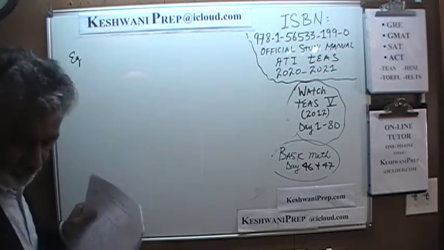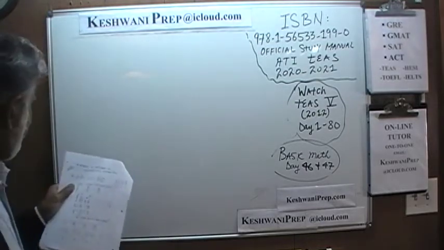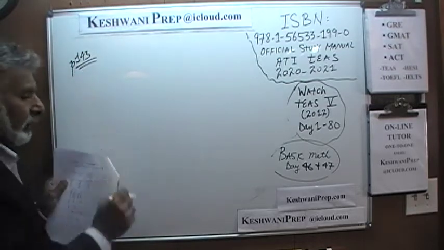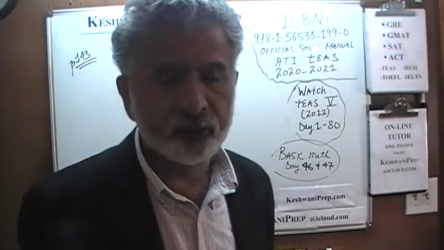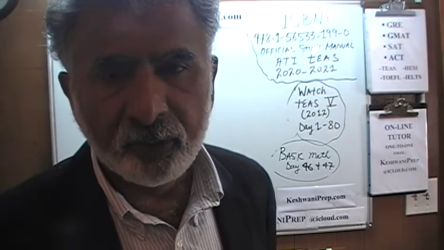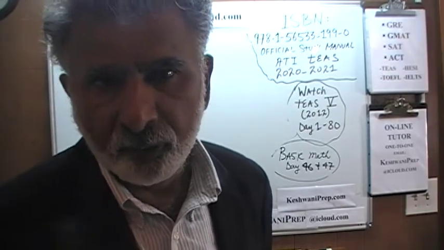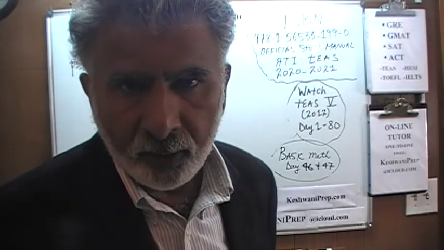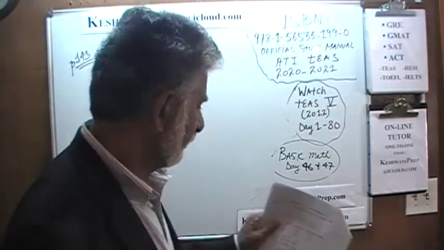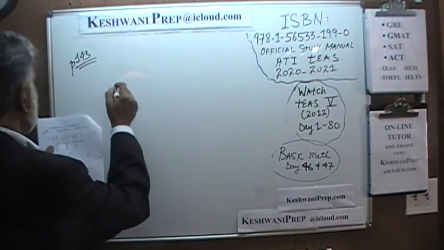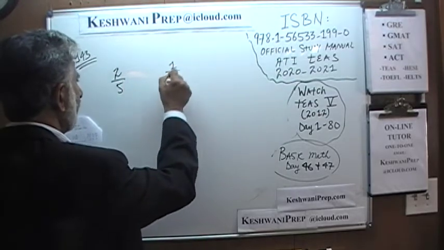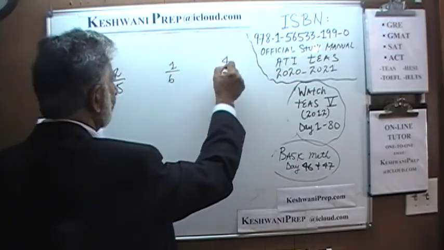We are on page number 143. All they want us to do is compare numbers. They're going to give us three numbers or four numbers or maybe a pair of numbers and ask you to compare to see which one is greater. If they give you three or four, they will ask you to arrange those numbers either in increasing order or decreasing order. That's all it is. Let's look at one example. How about 2/5, 1/6, and 4/15?